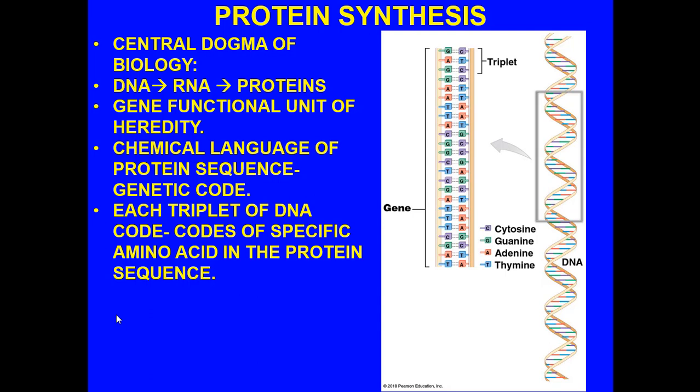Then RNA is translated from a sequence of nucleic acids to a sequence of amino acids. The amino acids that are assembled together make up the proteins. A gene is a functional unit of heredity. The chemical language of protein sequence is the genetic code. Each triplet of the DNA code, meaning 3 nucleotide bases, codes for a specific amino acid in that protein sequence.